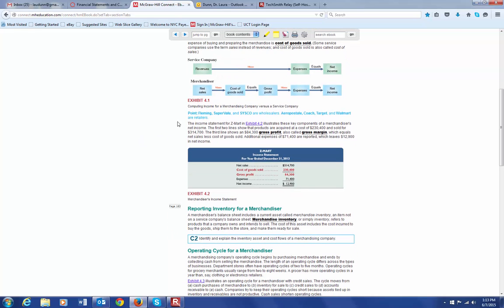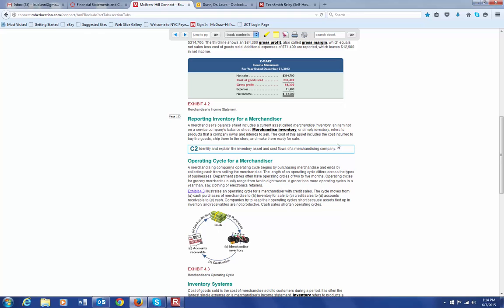So here's an example of a particular company. This company is referred to as Z-Mart, and it shows you here that they had net sales of $314,700. Their cost of goods sold was the majority of their expense, leaving them with a gross profit of $84,300, and then their expenses are $71,400, and that gives you a net income of $12,900. So these are the different steps that you take that you wouldn't have to for a service industry.